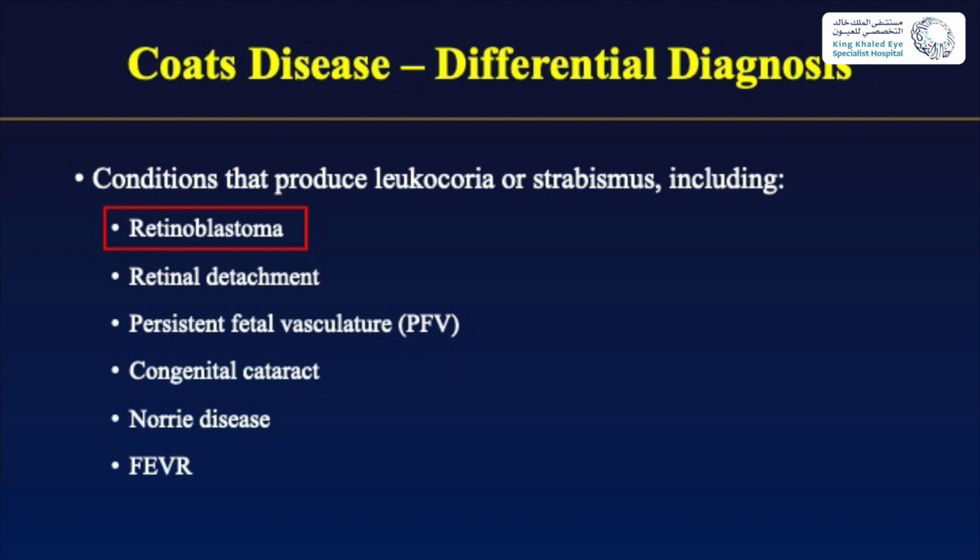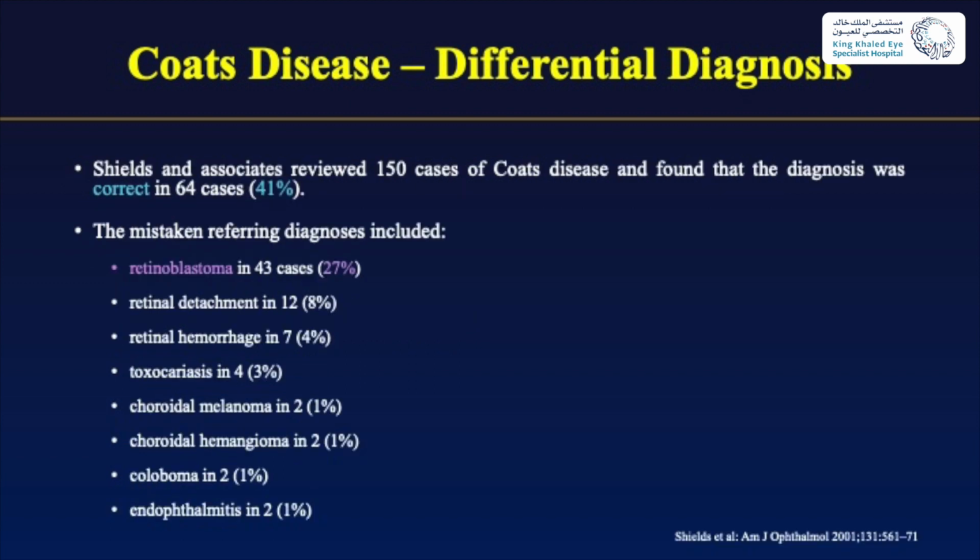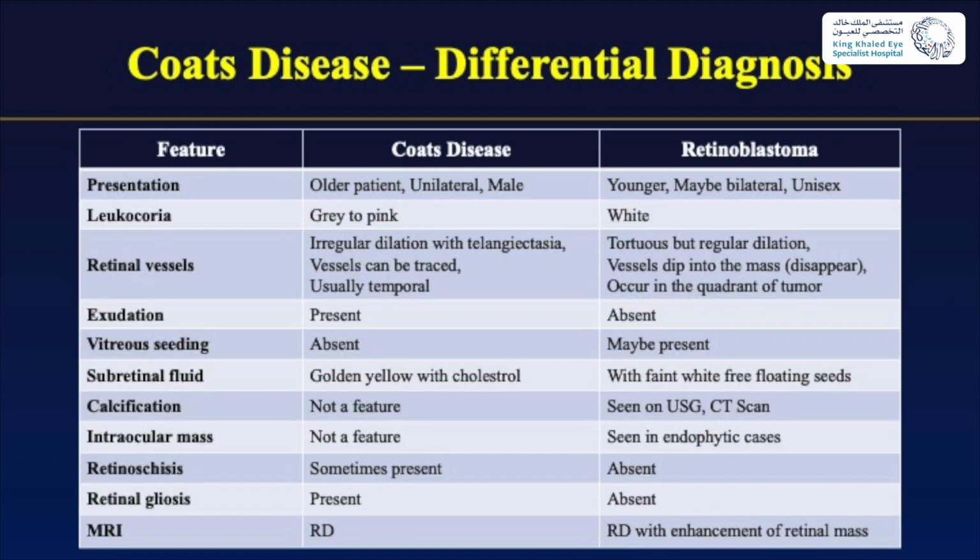Regarding the differential diagnosis of Coats disease, any disease that can produce leukocoria or strabismus can be included in the differential. And the most important condition is retinoblastoma. Shields and associates reviewed 150 cases of Coats disease, and the diagnosis was correct in 41% of cases. Other cases had a mistaken referral diagnosis, and the most common one was retinoblastoma in 27% of the cases. It's important for all ophthalmologists to differentiate between Coats disease and retinoblastoma.